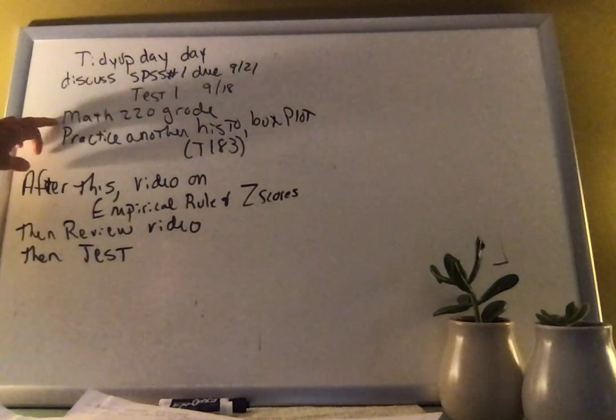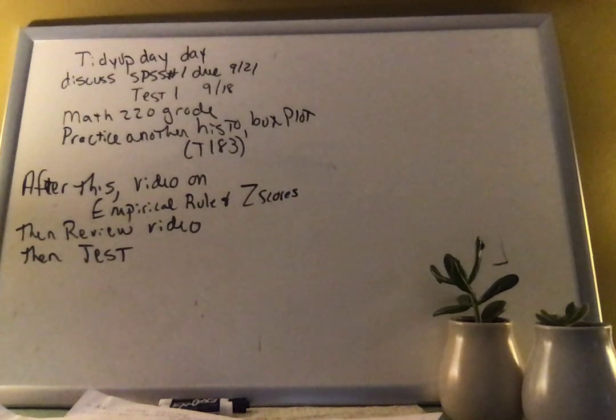In this video, I'm going to show you the weighted mean example of how to calculate your Math 220 grade. We're going to practice another whole histogram and box plot, and from that also show you how to do the TI-83. I know I did not get to that in the classroom, and some people might be confused on that.